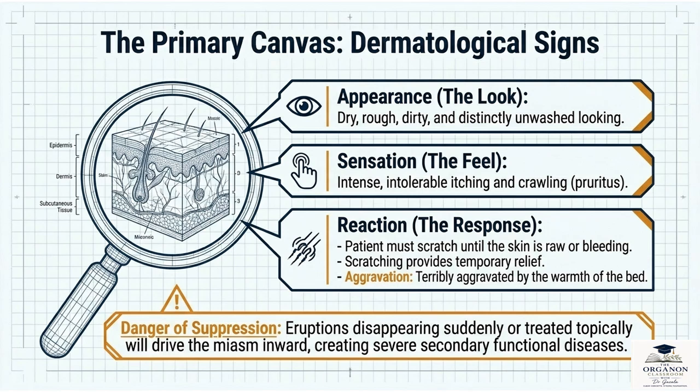Sensation, the feel, it's going to be intense, intolerable itching and crawling. Itching has to be there. Okay, this pruritus is hallmark of Sora. ठीक है, reaction, the response, patient must scratch until the skin is raw or bleeding. Scratching provides temporary relief. Aggravation, terribly aggravated by the warmth of the bed.